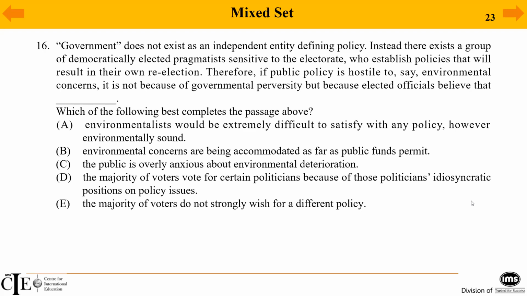Now the middle part reasoning is saying that, yes, Sarth, now it is correct. Now the middle part is saying that they are sensitive to the electorate. That means they want to get re-elected. So that means they don't do anything against the public. So option E is correct because the majority of voters do not strongly wish for a different policy, and therefore they brought in this policy. There is no opposition to it.